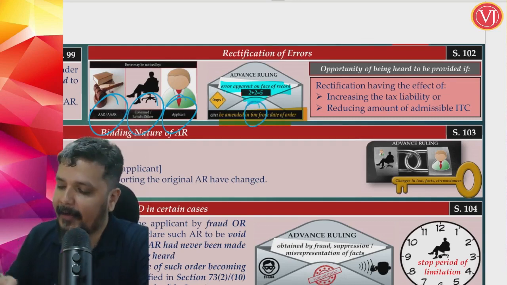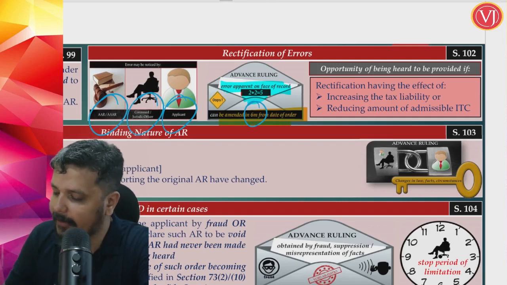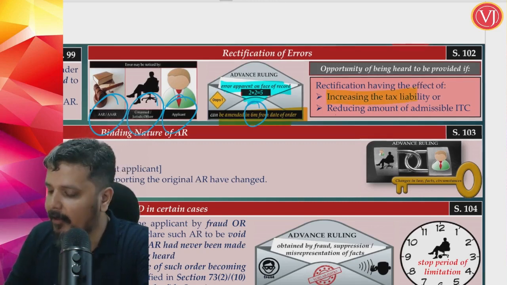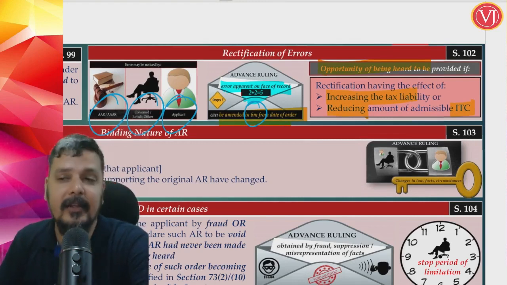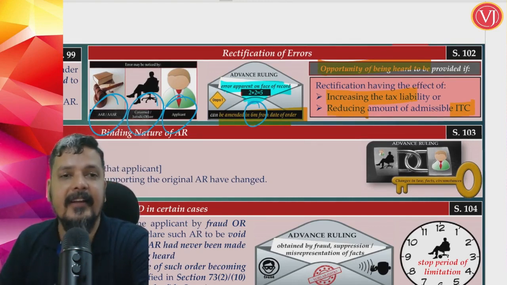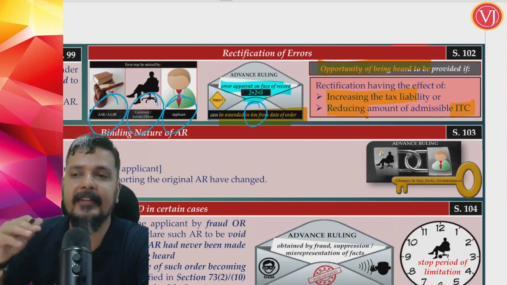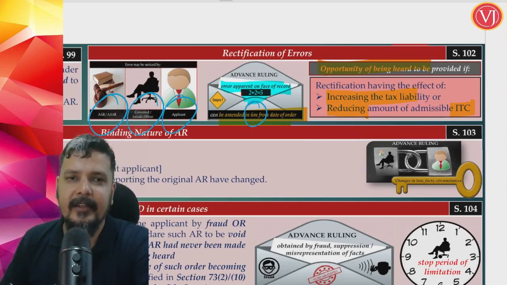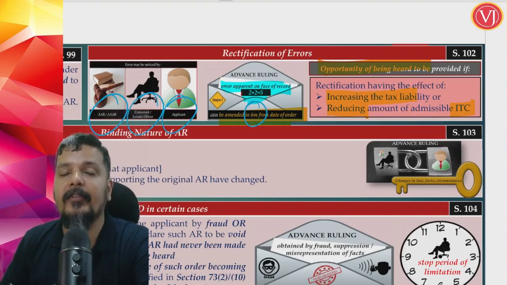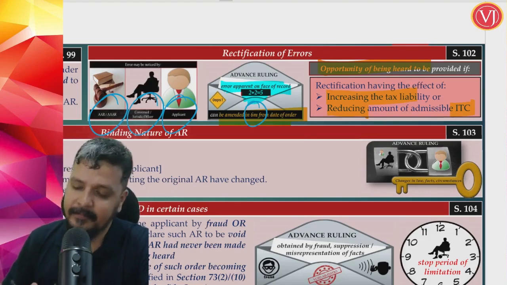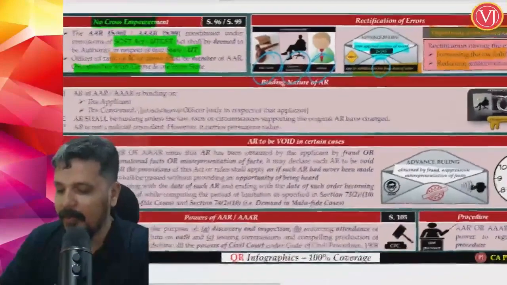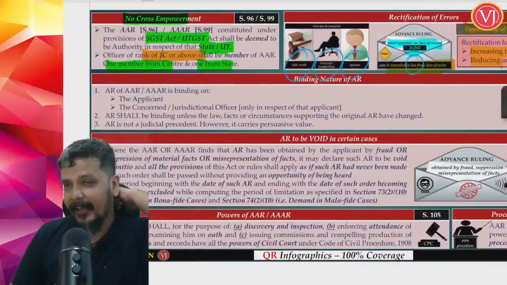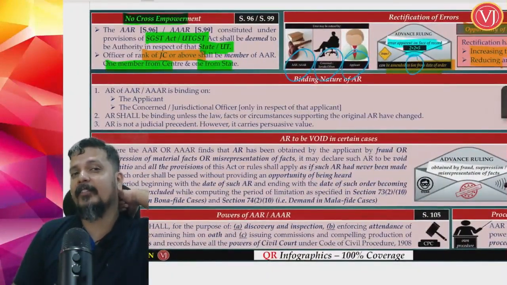But the moment that rectification results in increasing the liability or decreasing the ITC, there should be an opportunity of being heard given to the assessee. If it is against the assessee, increasing the tax liability or decreasing the ITC, an opportunity should be given to the assessee before the final rectification is done in those 6 months. Now, the most important of all the aspects, what is the binding nature of AAR?